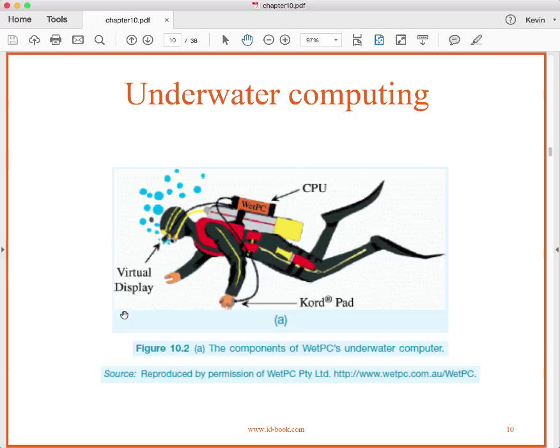So I think there's a couple of boxes, or one continued box, in the text, where we talk about a PC for underwater use, and then another device that we could use with the PC. The PC for underwater use is called the wet PC, and there is an input device, more appropriately an input-output device, called a cord pad.